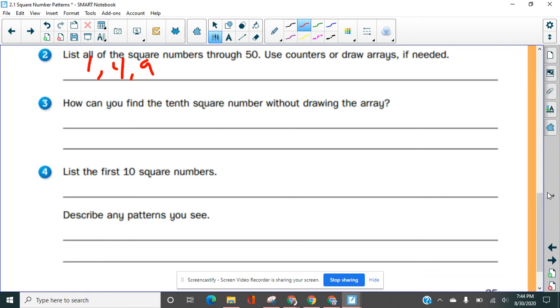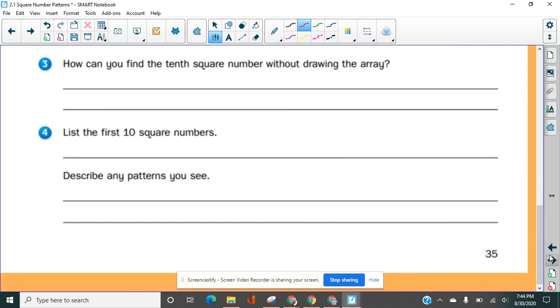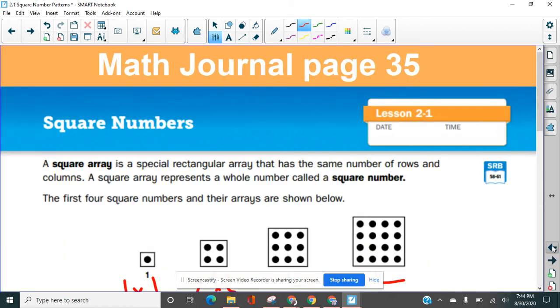Okay, so what we're working on today is finding these square numbers, right? We don't need math boxes yet. These are square numbers. They're numbers that can be made into square arrays. All right, if you need any help with anything, please be sure to reach out to me, and good luck.